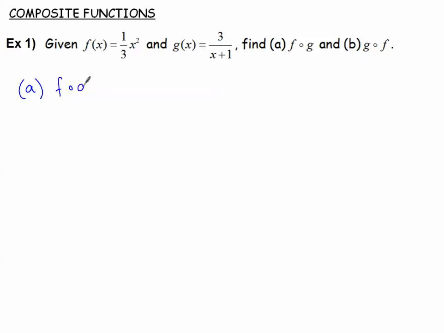f of g, usually written like this to say of x, can also be written as f of g of x, like this. This is an easier way to see it because we see that the function g is being plugged into the function f. So we start by looking at the function f. Here it is. And in place of the x, we put the function g.